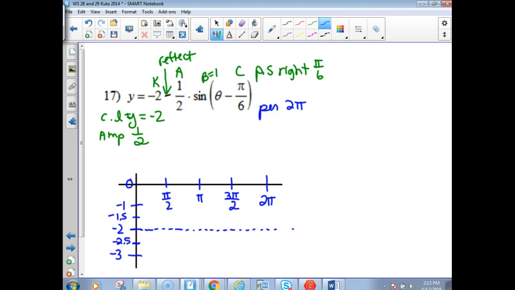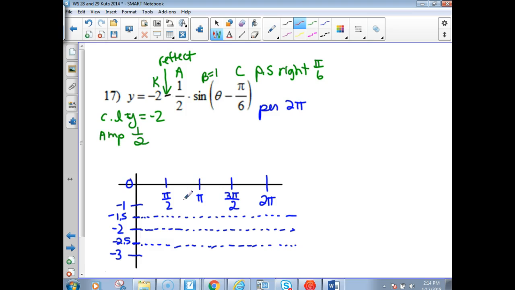Is if there was no phase shift. So I don't even have anything marked off in pi over 6s. And my phase shift is pi over 6. And I've got to stay between -1/2, if you want to put these little dashed lines in there, that's absolutely fine, and -2.5. My graph's going to be between here.